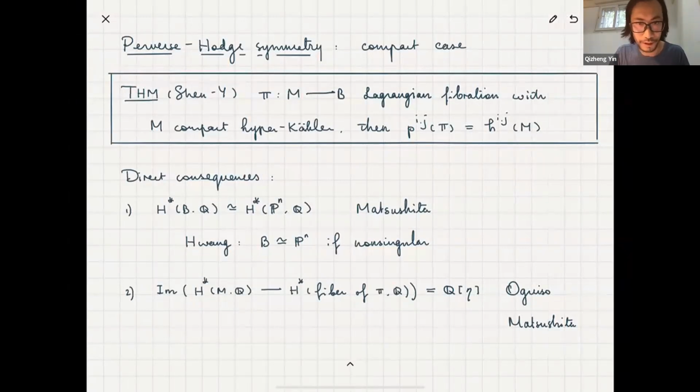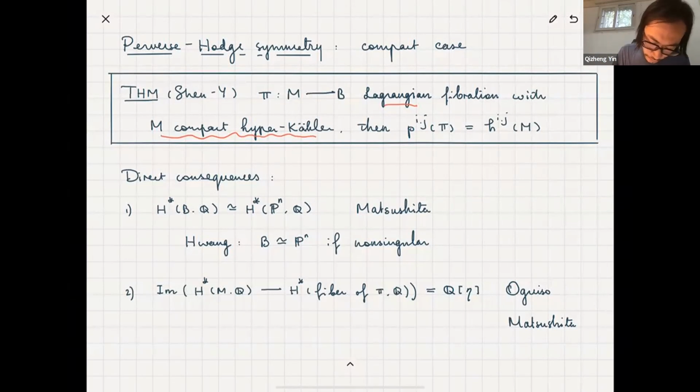And it's firstly stated in the compact case. And this is the theorem from maybe 3 years ago with Junliang. We proved that if you start with the Lagrangian fibration, but also you assume that you're in the compact world, meaning that M is a compact but also irreducible symplectic variety, in other words, a compact hyperkähler manifold, then there is this interesting symmetry, or actually an identity of the numbers.